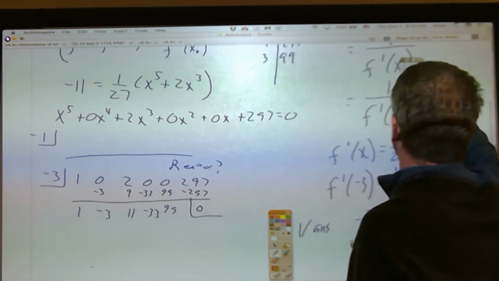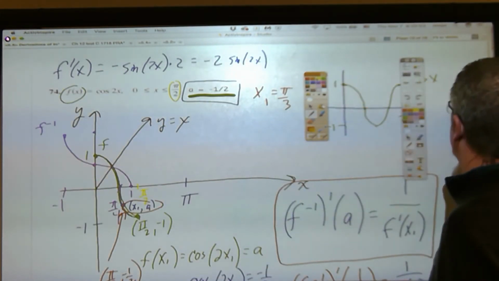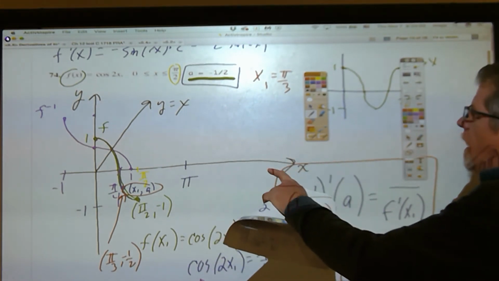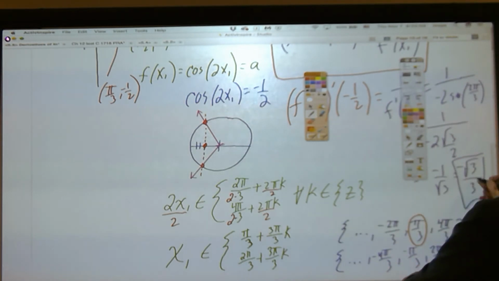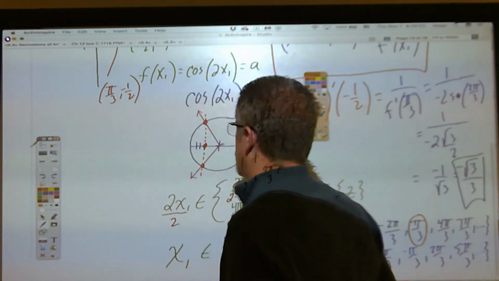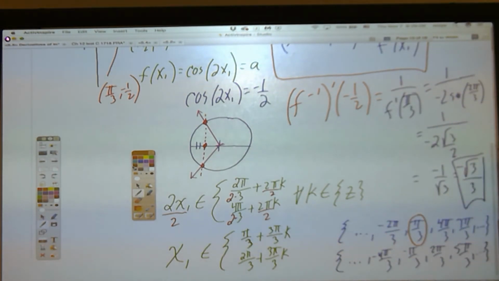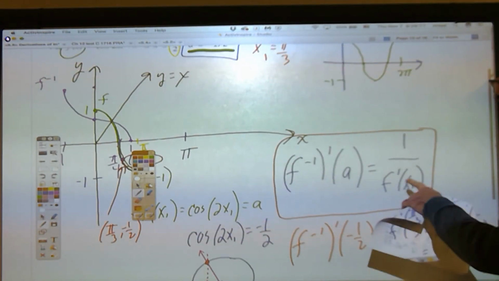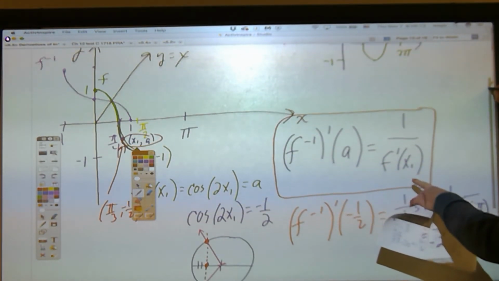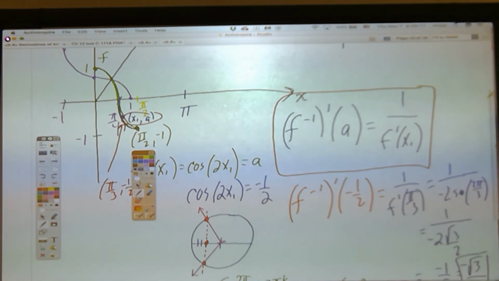Okay, so the camera just came back. Again, once you do the pre-calculus, this isn't too tough. The pre-calculus told you that when y is -1/2, x is pi over 3. So that was a lot of work, but it's pre-calculus. Now for the calculus. Once you find that the value of x that corresponds to y equals -1/2 is pi over 3, then you just go to your formula. And you say, look, if I want to find f inverse prime of -1/2, I just take 1 over f prime of pi over 3.